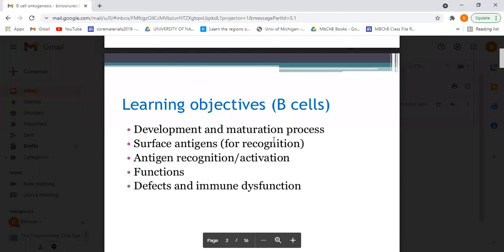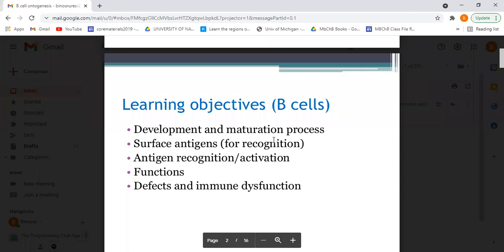Now, by the end of this discussion, you should be able to explain the development and the maturation process regarding the T cells. How do they originate? Where do they come from? And what goes in terms of their development or ontogenesis? Then the surface antigens. Now, some people might be asking, do they have antigens?